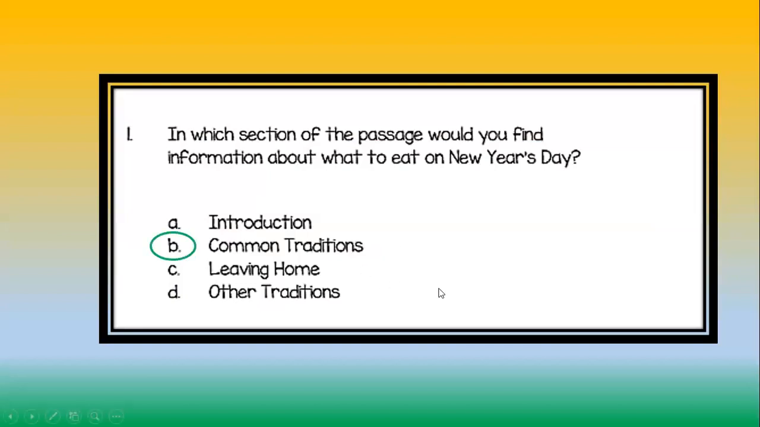If you answered B, common traditions, you are correct. In that section, we learn about black-eyed peas, turnip greens, and cornbread. Remember, they told us that greens and cornbread remind them of the colors of dollar bills, green, the turnip greens, and gold coins, gold being the color of cornbread.